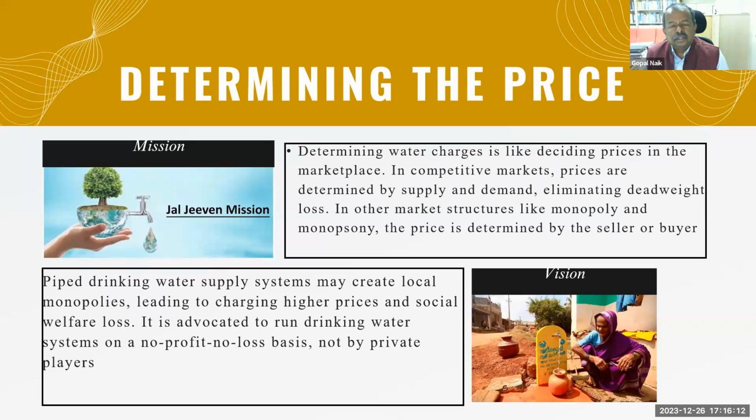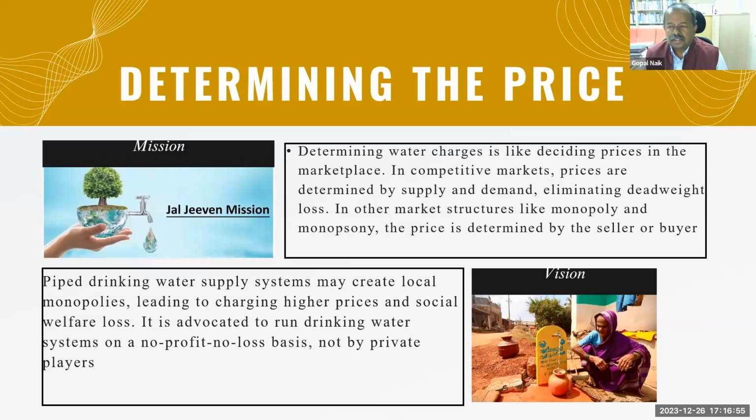So then the question is, how should the management, which is the VWSC, determine the price or the user charges? It is the same as determining water charges in any marketplace for any product. In the market, you see different market structures like competitive markets, or sometimes monopoly and monopsony. In a competitive market, we know that the price is determined by aggregate supply and demand, which actually eliminates any deadweight loss.